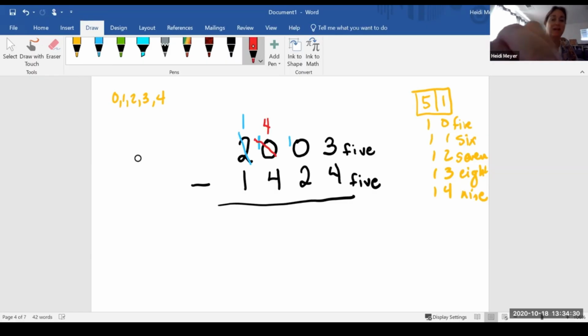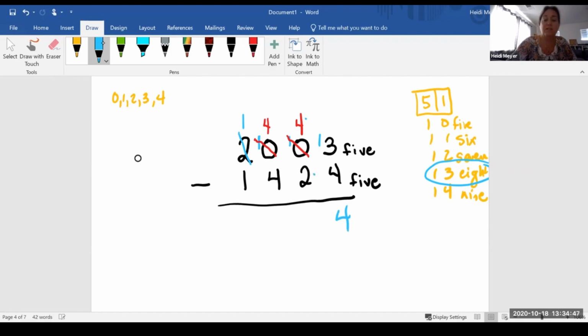And the whole reason I did that was because I needed to borrow from this place in order to get a larger number here. A 1, 3 is an 8. 8 minus 4 is 4. 4 minus 2 is 2. 4 minus 4, well, that's 0, and 1 minus 1 is 0. And you know what? You don't normally write whole numbers with zeros on the front of them. So actually, we're not going to write those. So the answer to this is 2, 4 in base 5. 2, 4 in base 5.